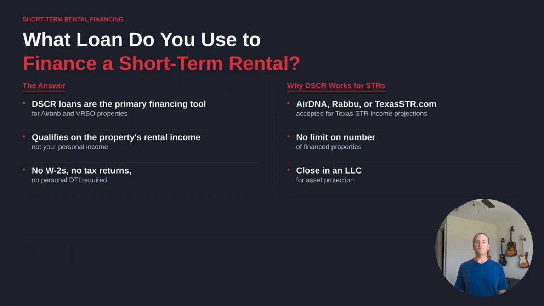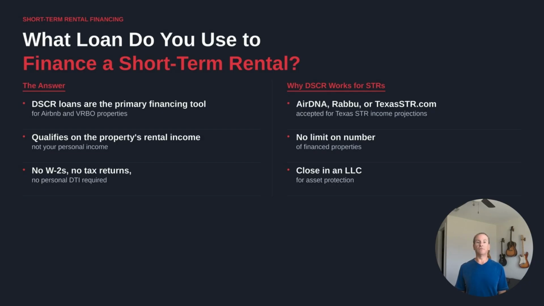So, what loan do you use to finance a short-term rental? You can use conventional financing, but the biggest tool that investors are using today is DSCR loans, or debt service coverage ratio loans, the primary financing tool most investors use today. It qualifies on the property's rental income, not your W-2s, pay stubs, tax returns, that sort of thing.